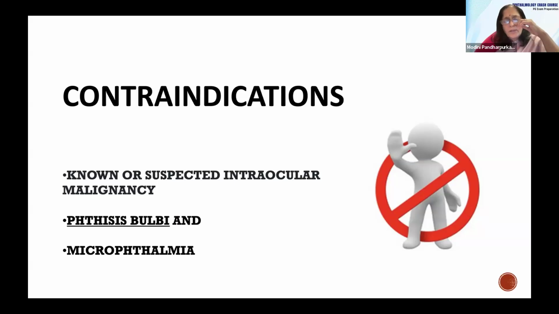In phthisis bulbi and microphthalmia, often evisceration cannot alone give you a cosmetic appearance because the scleral shell is too small to hold an adequately sized implant. So you cannot do an evisceration; you do an enucleation and you place a dummy fat graft or an orbital implant to give a cosmetic outcome.